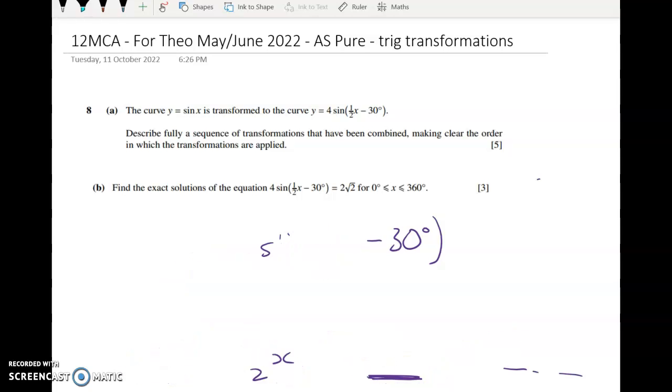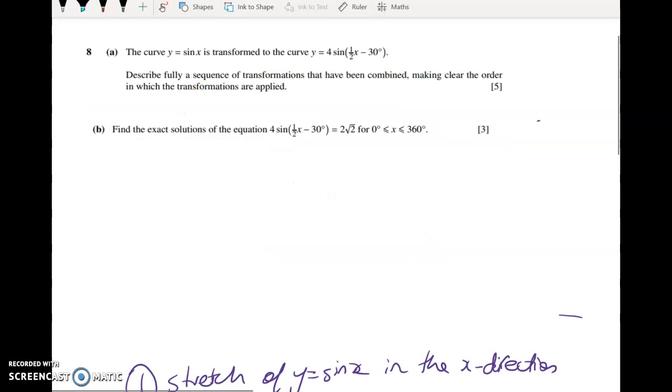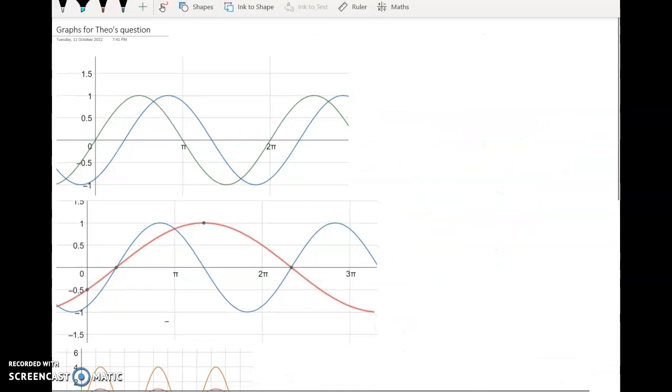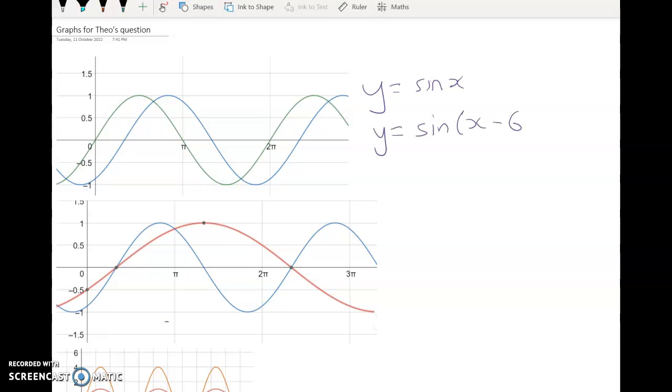But before I do that, I'm just going to show you some nice graphs so you see them using GeoGebra. So here are the nicely done graphs for Theo. This first one is showing the green function is y equals sine x, and then the blue function is y equals sine (x minus 60 degrees). Now, GeoGebra put this into radians for me, so don't worry too much about that. That's 180 there. So you can see that this point here is at 60 degrees.